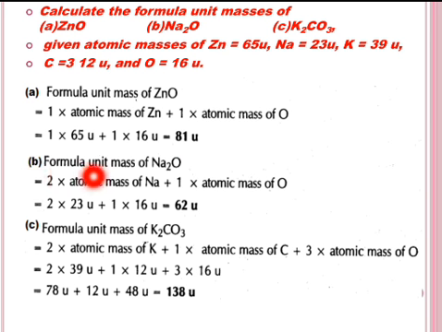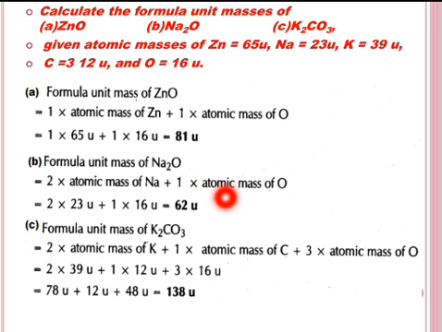Now calculate formula unit mass of sodium oxide. Students, tell me how many sodium atoms are present in this compound? Yes, there are 2 sodium atoms. So multiply 2 with the atomic mass of sodium. Similarly, how many oxygen atoms are present? Yes, there is one oxygen atom. So multiply it with its atomic mass. What is atomic mass of sodium? 23. Multiply it with 2 plus.